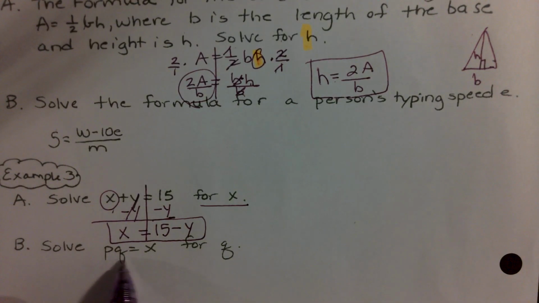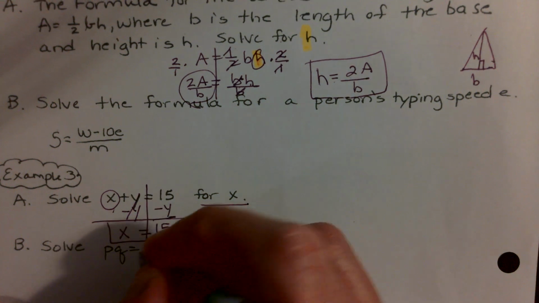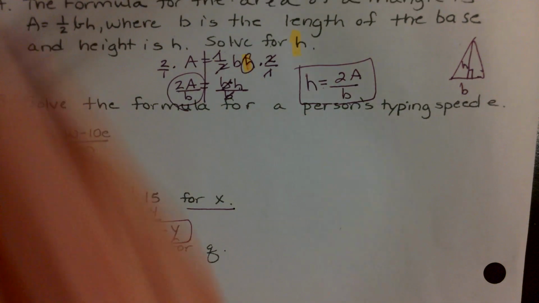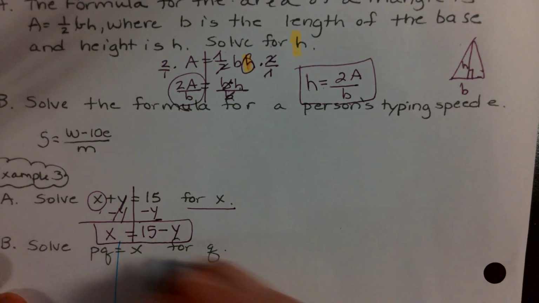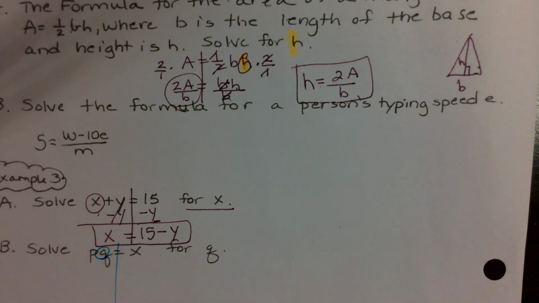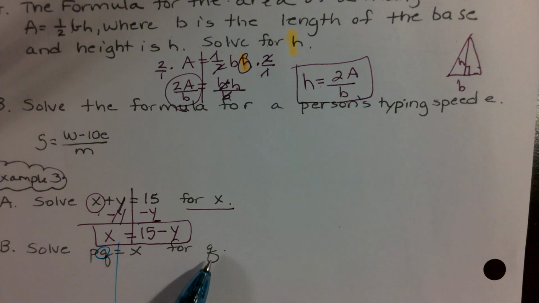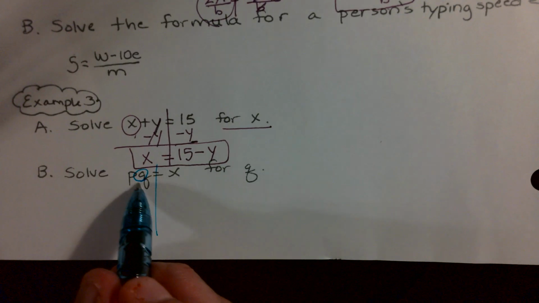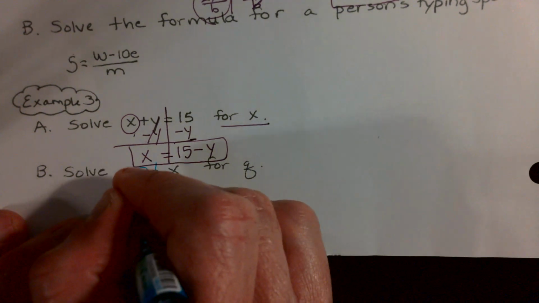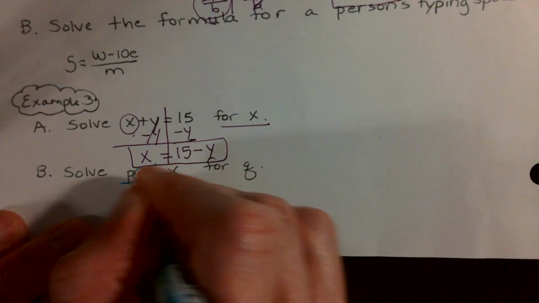All right, so here's another one. It's PQ equals X. We're solving for Q. Again, draw your line. Let me get a different color because let's just face it, we're sick of that purple, aren't we? Draw your line. Circle the Q. And I've got P times Q. I need the Q by itself. So what do I do? It's P times Q. I'm going to divide. Do the opposite of multiply. I'm going to divide by P.